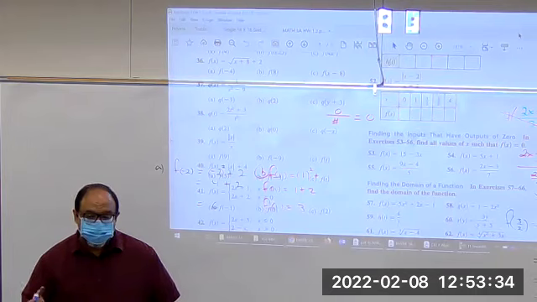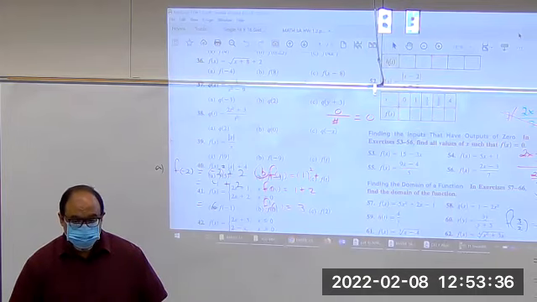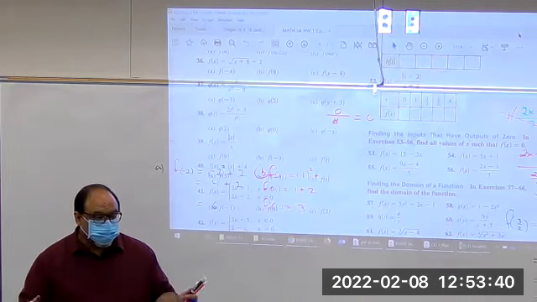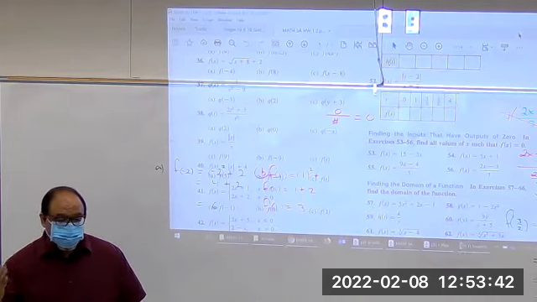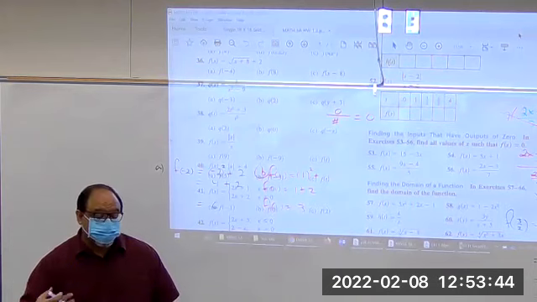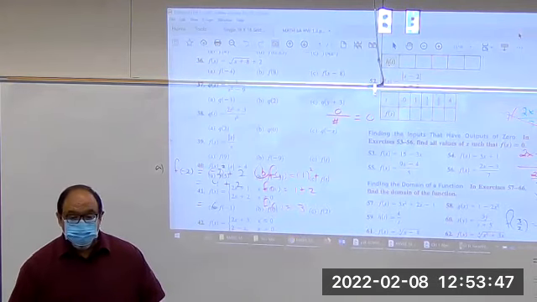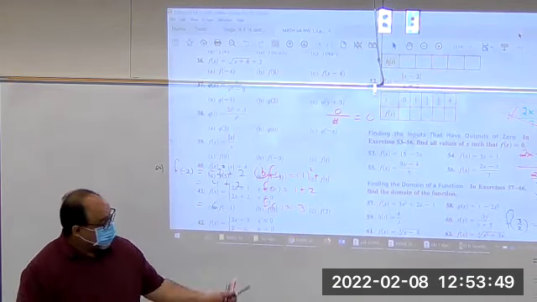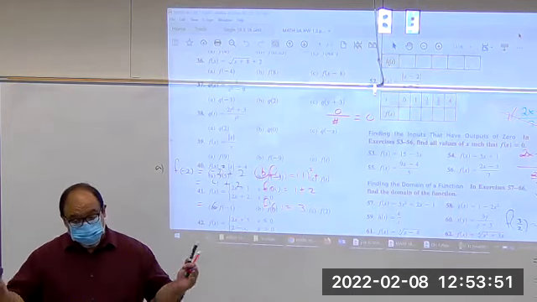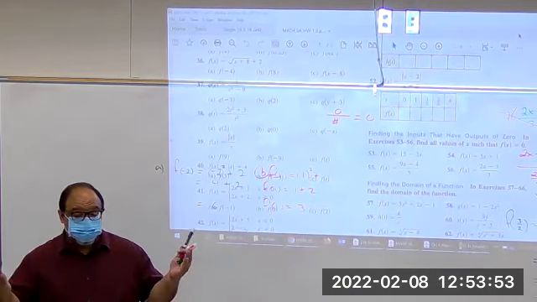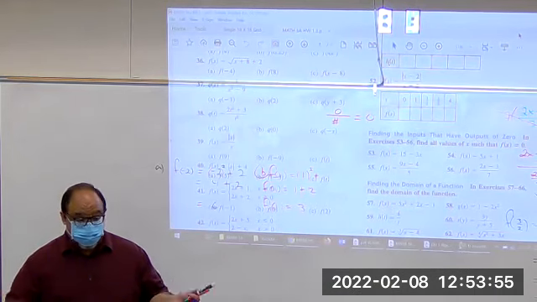Now you have to find the domain yourself. For our purposes right now, unless you have an explicitly given domain where they tell you, we're looking for, here's a function. We're not told the domain, so otherwise it's implicit. You have to figure it out.